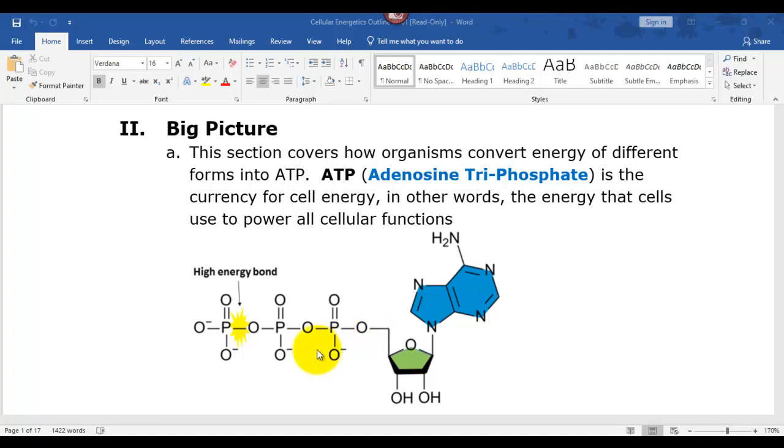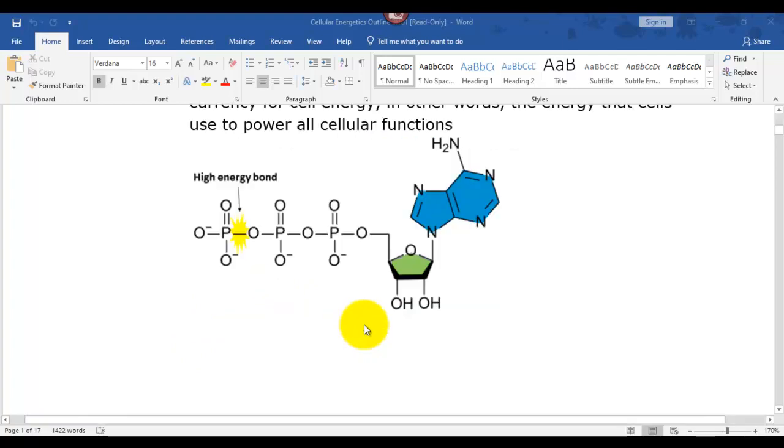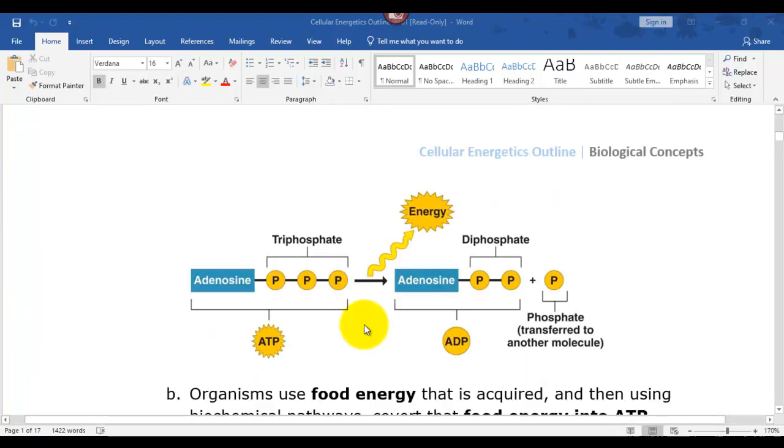But when that bond is broken, that's what cells do, there's an energy release, and you end up with this thing called adenosine diphosphate, ADP, and you end up with that little phosphate that was attached here. When that bond is broken, you get this big release of energy, and cells capture that energy to power their functions.